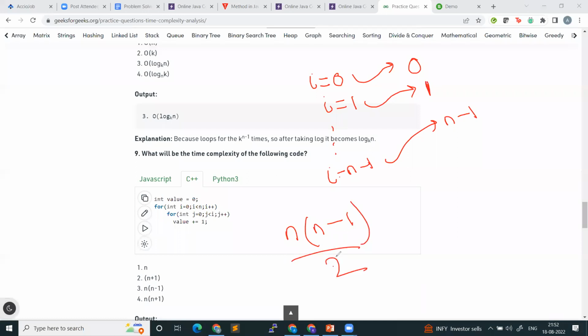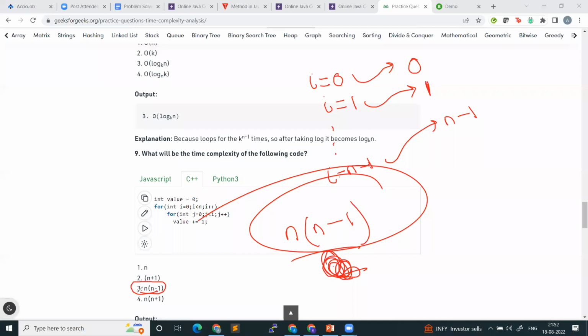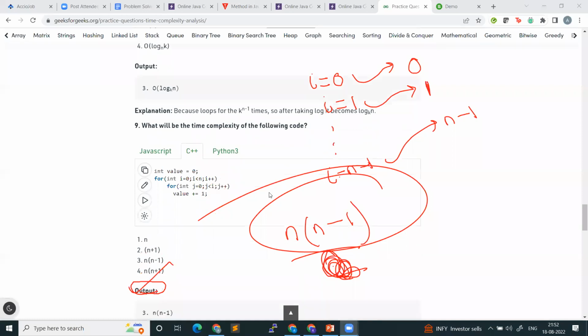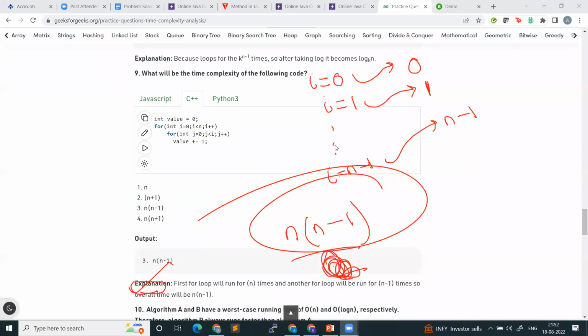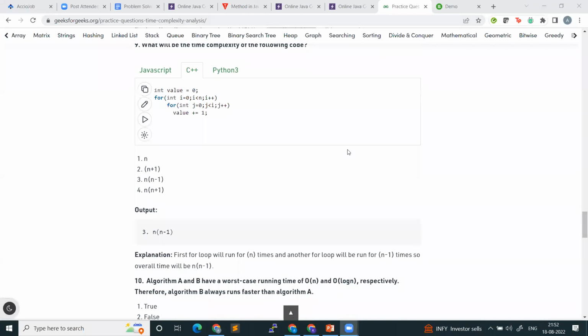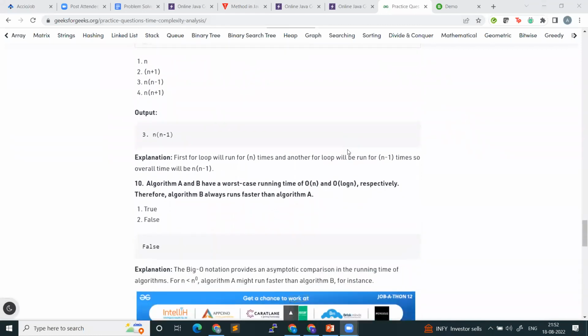And what they have done is they have dropped the constant. So if I have to choose an answer, I will choose n into n minus 1 because this is nearest to my answer. Option number 3. Let us check it. n into n minus 1. Okay? Let me clean it up. Let's come to question number 10.